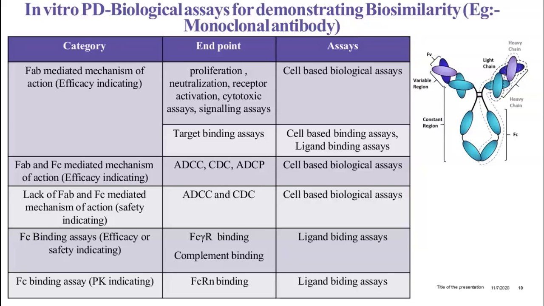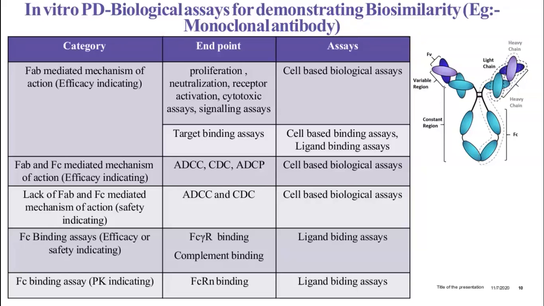If you want to look at the Fab and Fc mediated mechanism of action to see the efficacy, we can take different endpoints like ADCC, antibody dependent cellular cytotoxicity, CDC, complement dependent cytotoxicity, and ADCP, antibody dependent cellular phagocytosis. These are the different endpoints we can take. For this also we can use different cell-based biological assays.